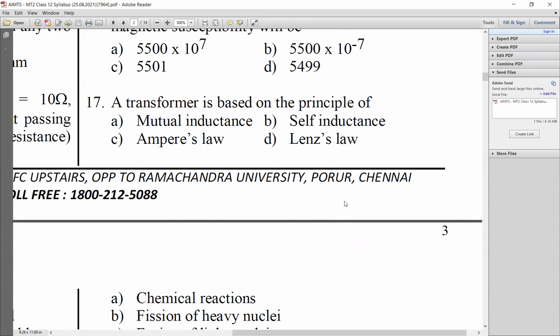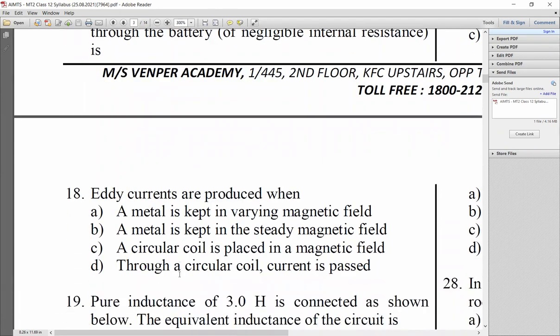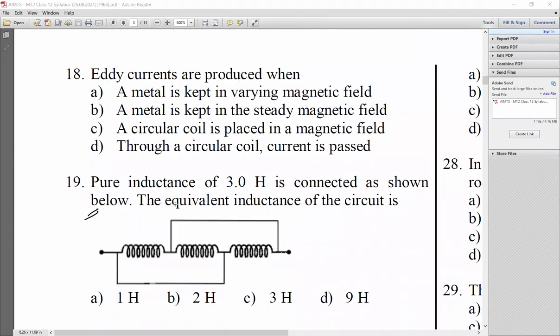Coming to question number 18. Eddy currents are produced when? See, eddy currents will produce when metal is kept in a varying magnetic field. If a metal is kept in a varying magnetic field, only then eddy current will produce. Theoretical based question.